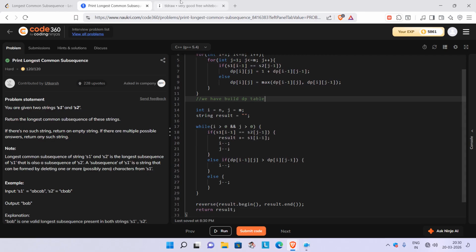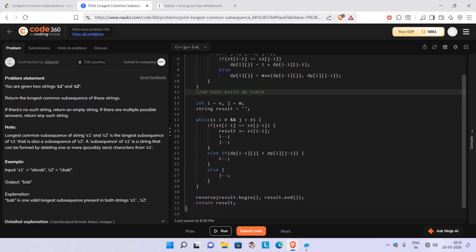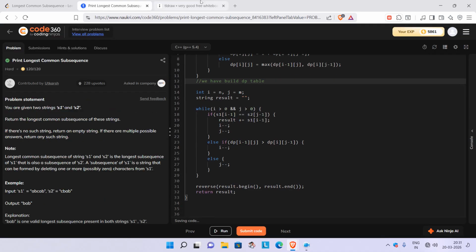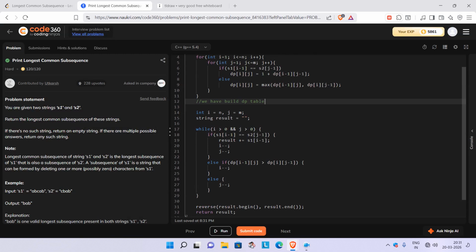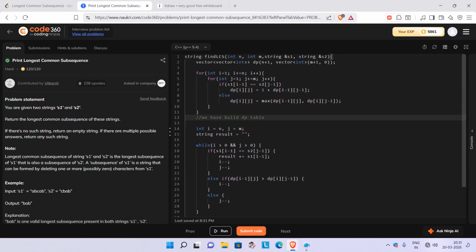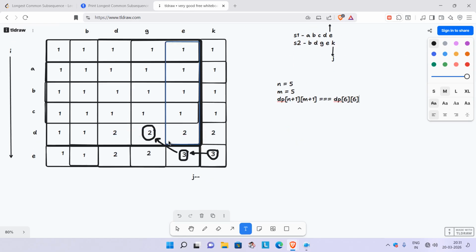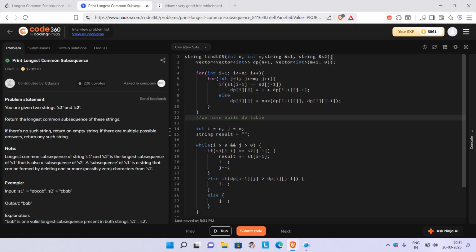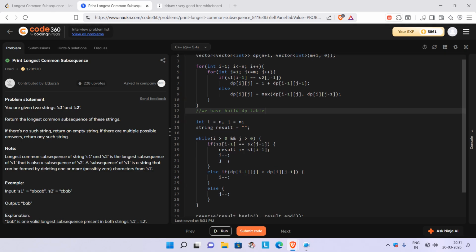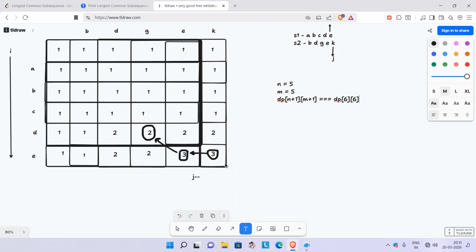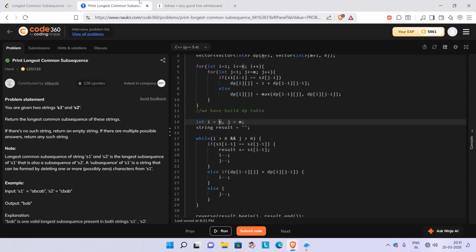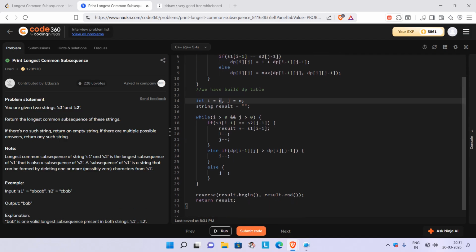Now, since in this question it is required to print the LCS, how do we print it? Since we have to traverse i and j, starting from this value and reaching the starting value, first of all we again initialize i and j with n and m. We point i and j here at the end and try to print it over the DP table.